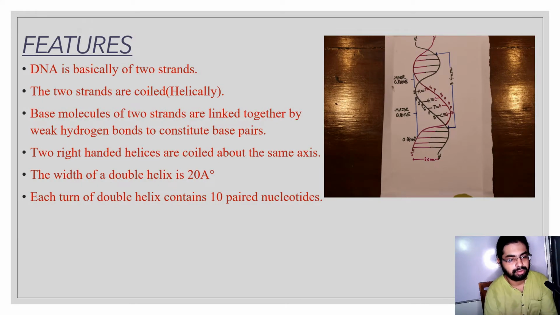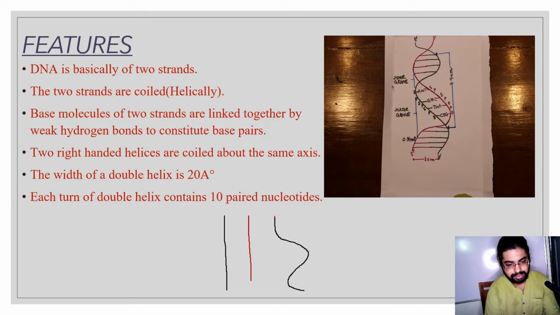So to talk about the features of this model, I will use a color. DNA is basically of two strands. In this picture you see one strand in black color, another strand in red color, and these two strands are parallel to each other. The two strands are coiled around an axis.